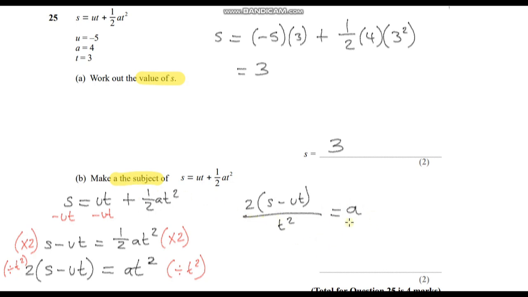So our answer, it doesn't matter which way round we put it. If we put the a on the left, we could write a equals 2 lots of s minus ut, and all of that over t squared.